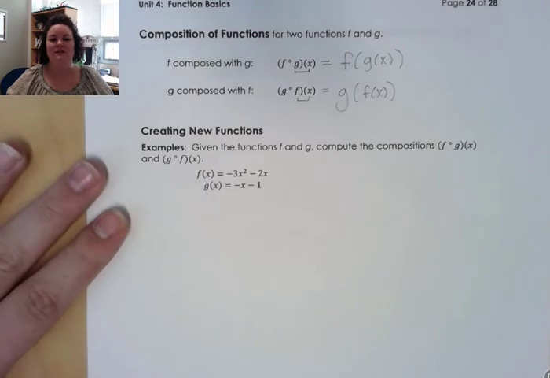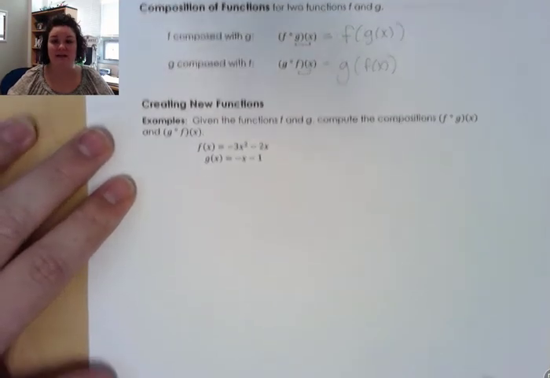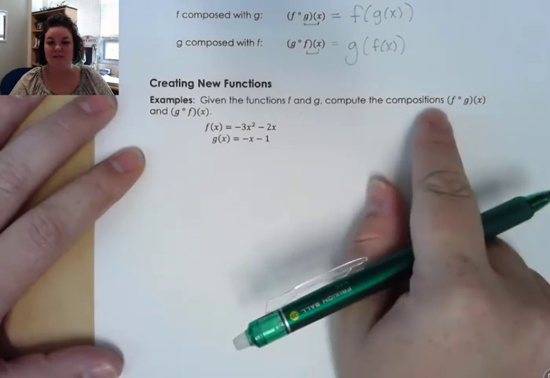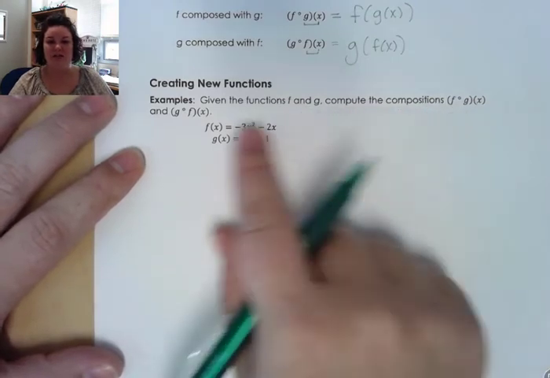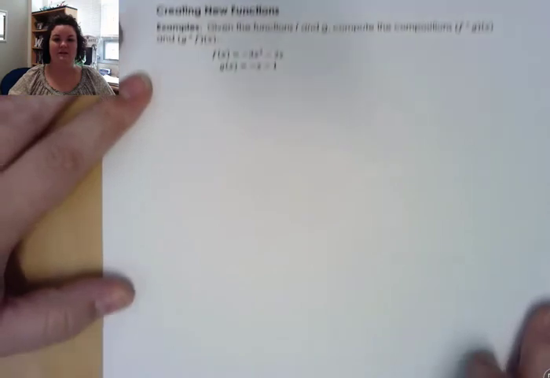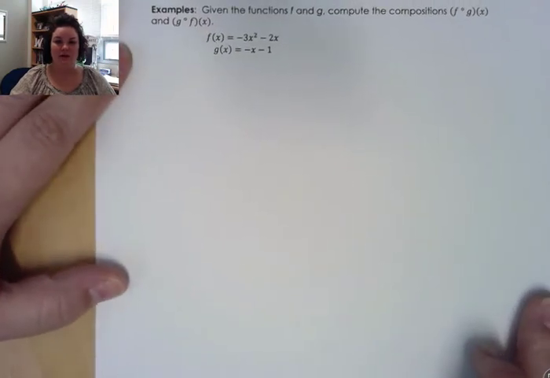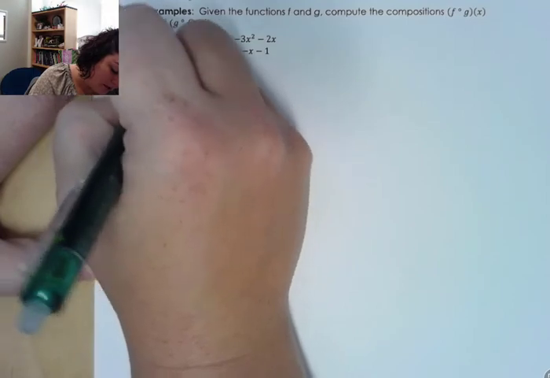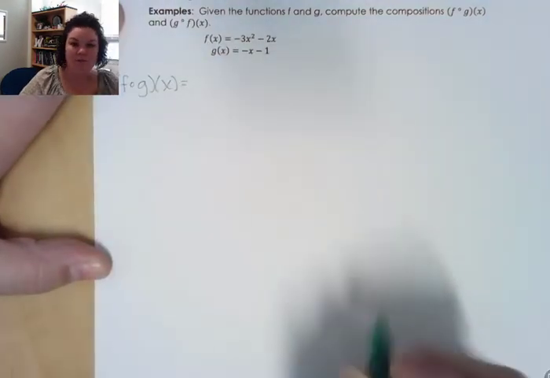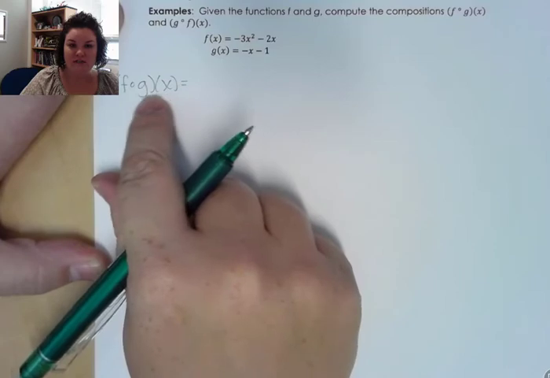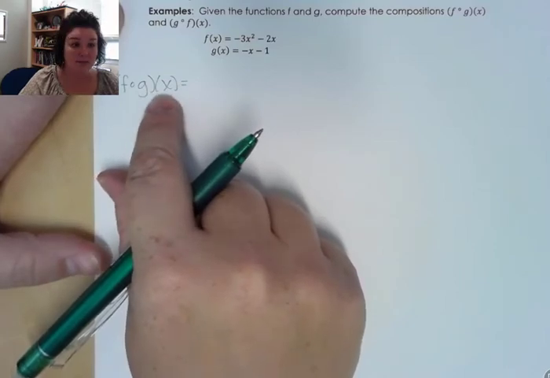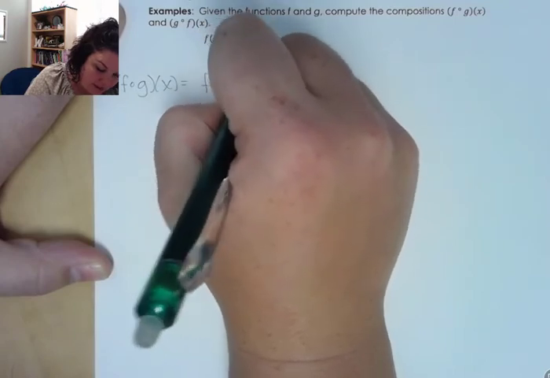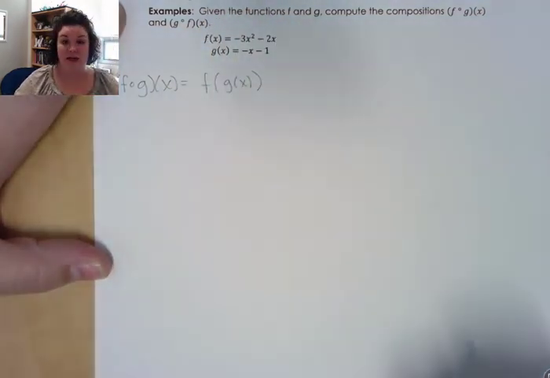All right, so let's go ahead and look at a couple of examples. So here it says, given the functions f and g, compute the compositions f composed with g and g composed with f. So let's go ahead and move down here, and I am going to look at f composed with g of x first. And remember, here our g function is closest to the x. That's going to be our input function. So we have f, and we're plugging g inside of f.